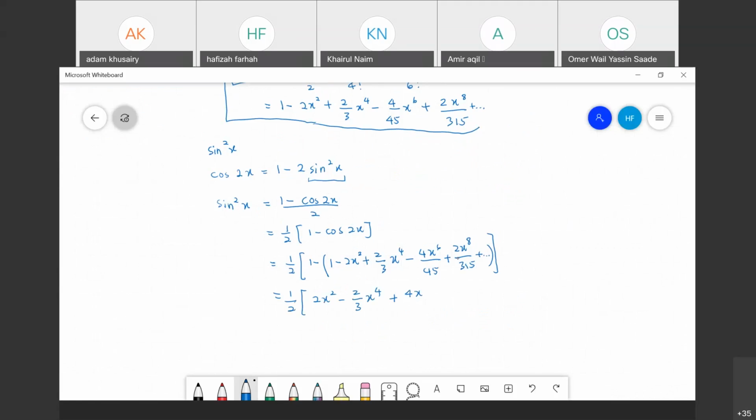Then we simplify again, we get x squared minus, plus 2, minus x to the power of 8 over 315. So this is our expansion of sine squared x. Any questions?